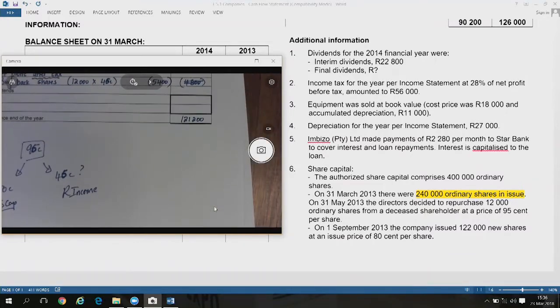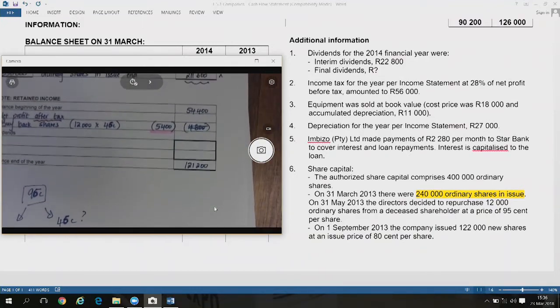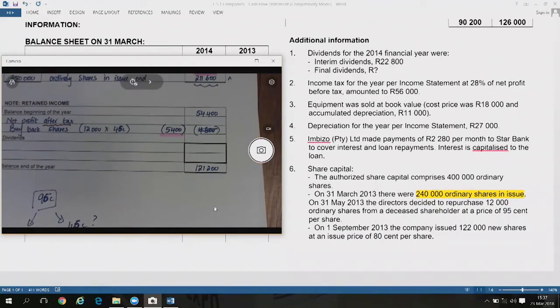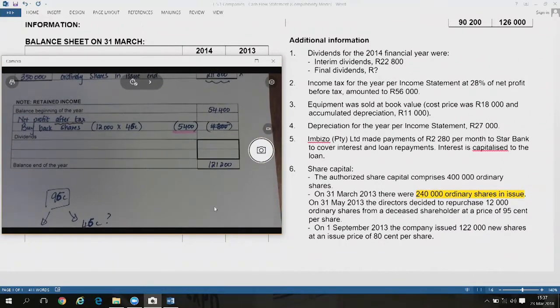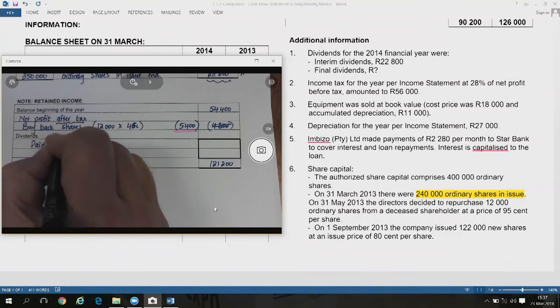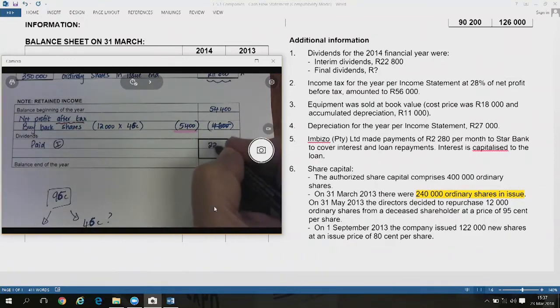Okay, so we are done. So we underline the 6,000 and the 5,400 there because we must use both of them. Information number 1 gives us the interim dividends of 22,800. Remember, I'm in my retained income note. So paid is your interim dividend, and that is 22,800.